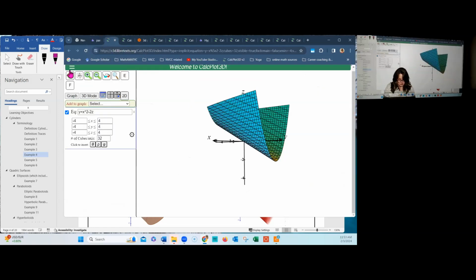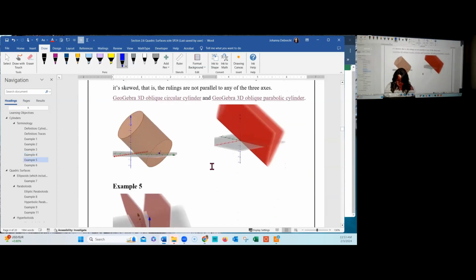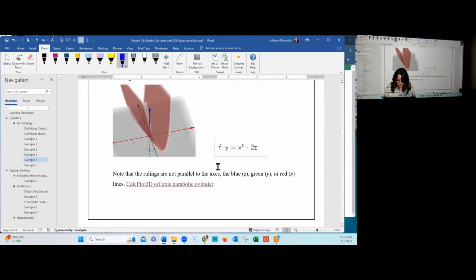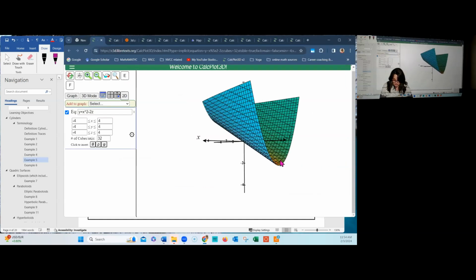Let's now take a look at another view. This one right here is x squared minus 2z equals y. You can see it's mentioning all three variables. So we know that the rulings aren't parallel to x, y, or z, but this is an off-axis parabolic cylinder. And I plotted this one for you in CalcPlot 3D.